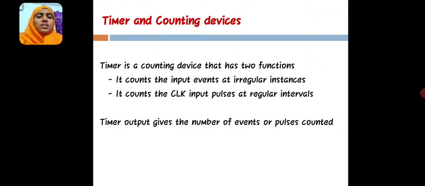In today's class, I am going to explain about timer and counting devices. Every embedded system will have timer and counting devices. The main function of a timer is counting the number of events, and it has two functions. It counts the input events at irregular instants, and the second function is counting the clock input pulses at regular intervals. The main timer output gives the number of events or pulses counted. So within this time period, how many events are performed, that information is given by the timer counter.